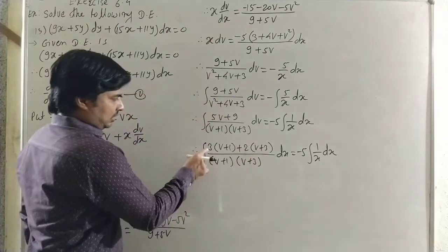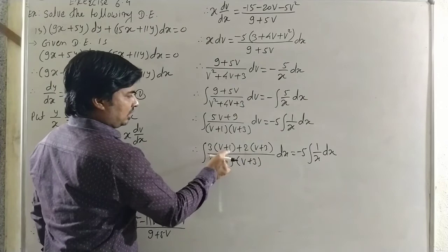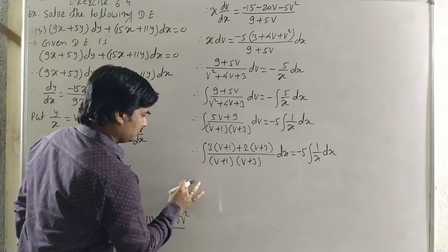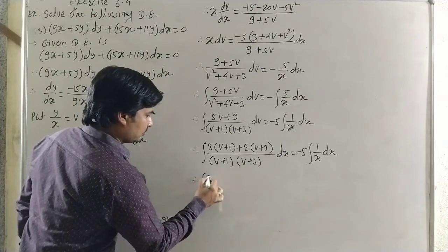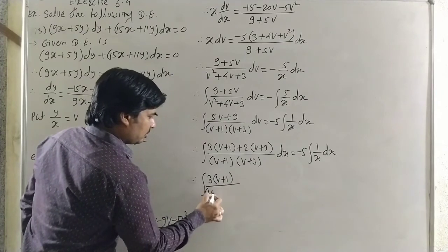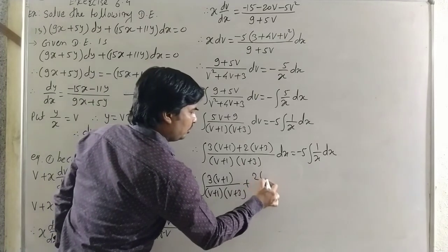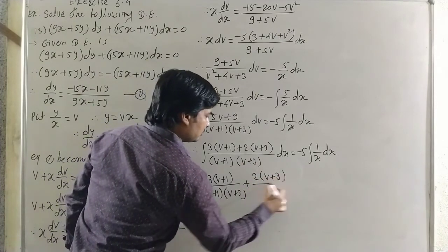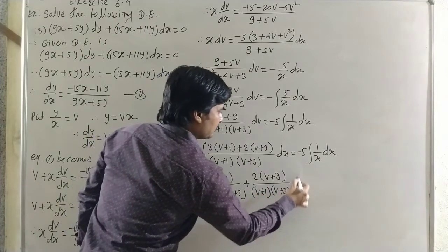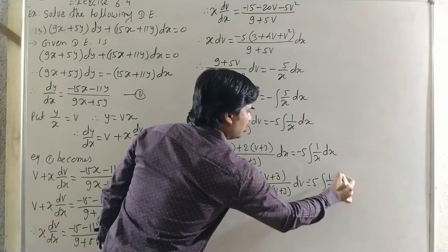Now the calculation of this term: it is 5v + 9, 3v + 2v is 5v, 3 + 6 is 9. Now separate the denominator. Therefore, 3 into φ + 1 upon φ + 1 φ + 3 plus 2 into φ + 3 upon φ + 1 φ + 3 dv is equal to 5 minus 5 into integral of 1 by x dx.